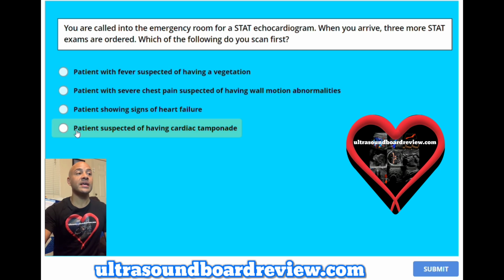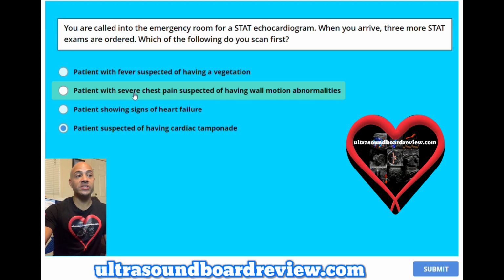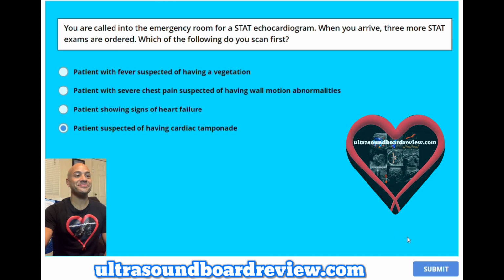The answer is D, patient suspected of having cardiac tamponade. After you finish scanning the patient with tamponade, the order of importance is as follows. You'll scan the patient with severe chest pain, followed by the patient with a fever. Then you'll scan the patient showing signs of heart failure.